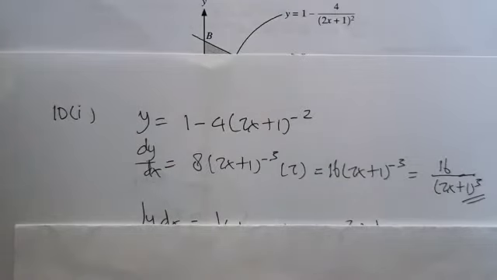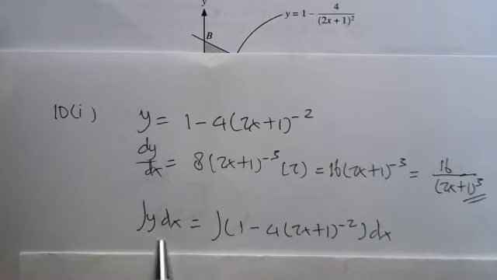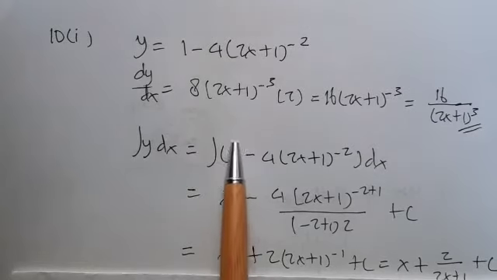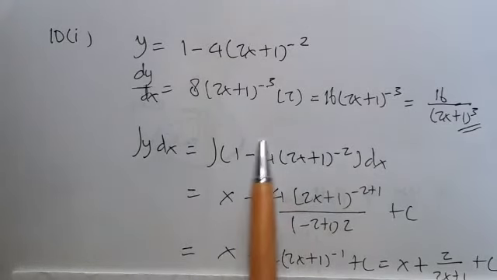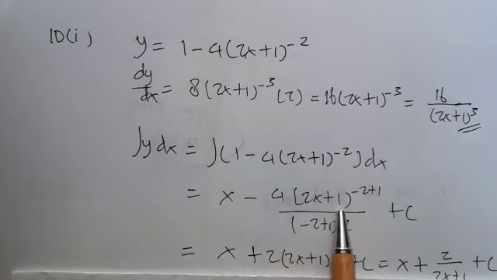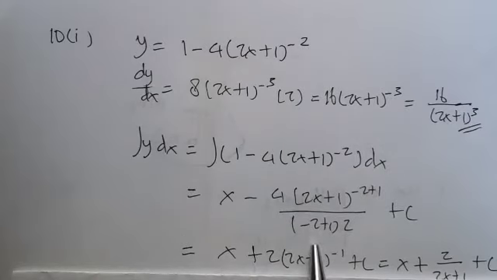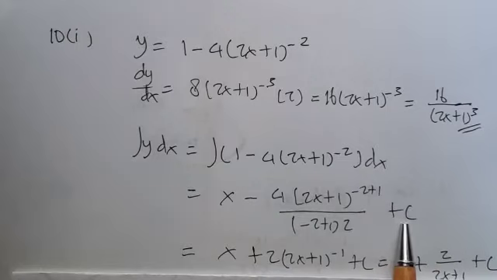That is dy/dx. And now the integration of y dx, that is the integration of 1 minus 4 times (2x+1)^(-2) dx. The integration of 1 is x, and the integration of this part is 4 times (2x+1)^(-2+1) divided by (-2+1), times 1 over the coefficient of x in the brackets, that is 2, plus c, the integration constant.